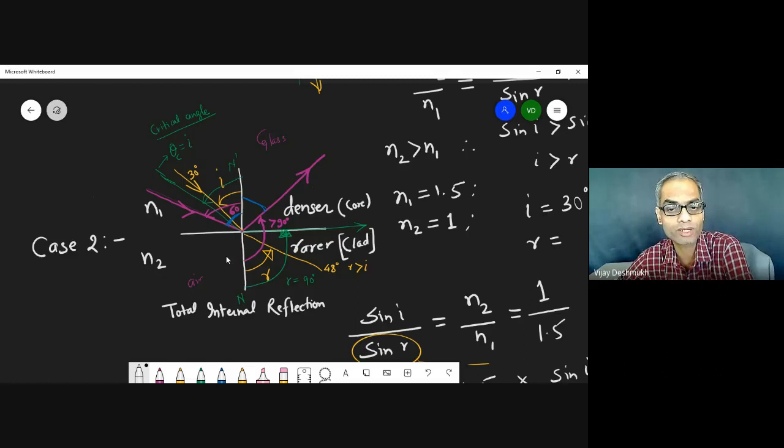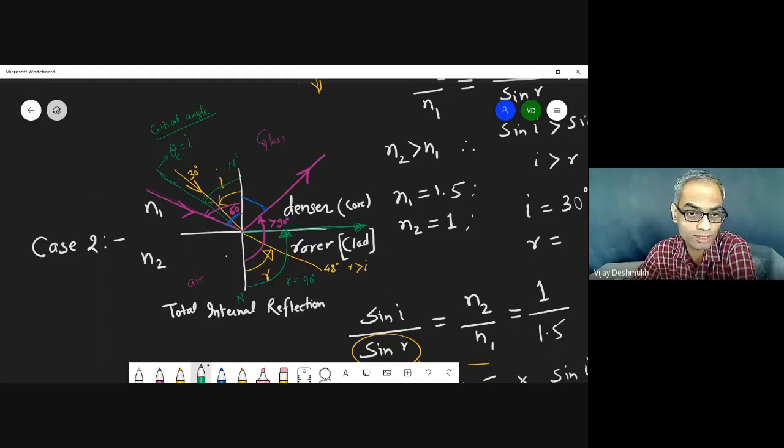Now what is the typical condition? The typical condition is the angle of refraction, in case of green here, is 90 degree. So this is the critical situation. Above this angle, we will get total internal reflection. Below this angle, we will get normal refraction. So this angle is called the critical angle. The angle of incidence is called the critical angle when the angle of refraction is 90 degree.